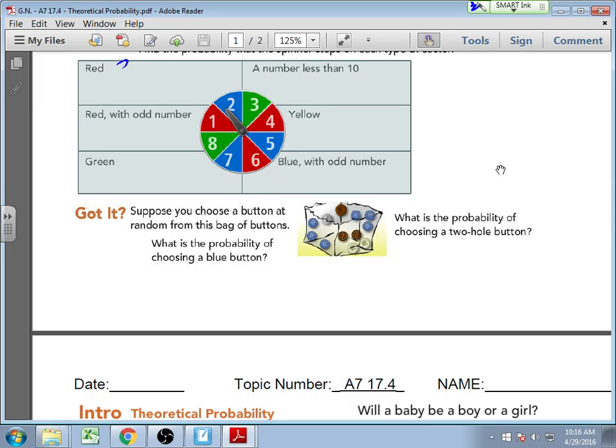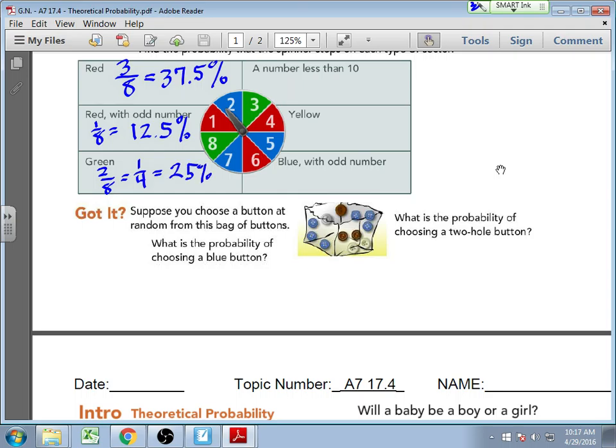3 out of 8, right? If you were really good with your fractions, 1/8 is 0.125. So 3/8 will be 37.5%. What about red with an odd number? Nate? 1/8. Okay. So when I evaluate that, it becomes 12.5%. Probability of getting a green? 2/8, or you could just reduce it in your head to 1/4, which we all know is 25%.